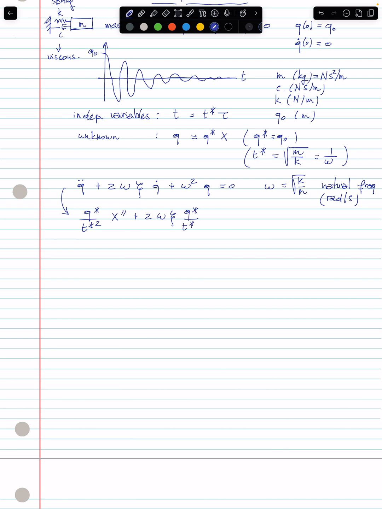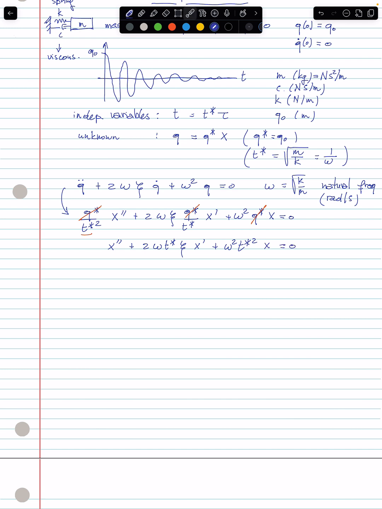All right, so we have a characteristic q over a characteristic time, plus omega squared times q, characteristic times x, and this is equal to 0. From this you see, and this confirms what we said earlier, that q star disappears, and then we can multiply left and right by t star squared. So this means that we would obtain second derivative plus twice omega characteristic times xc, first derivative, plus omega squared t squared times x is equal to 0.